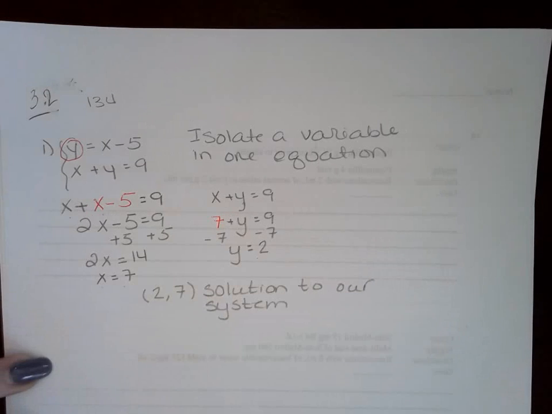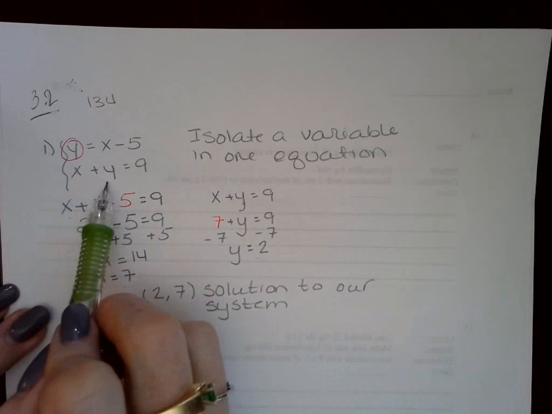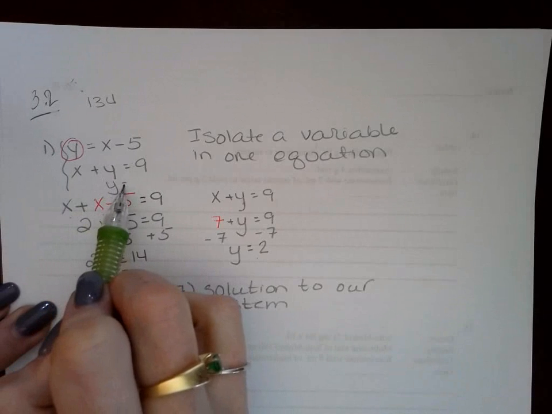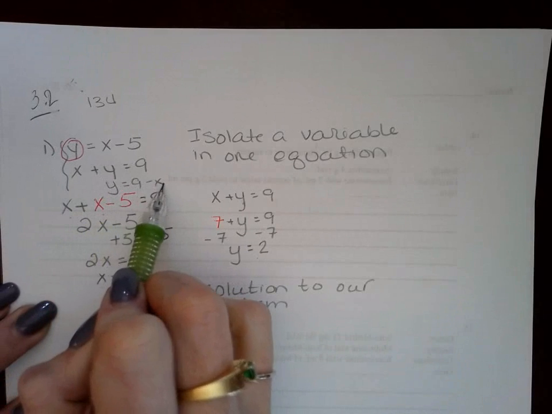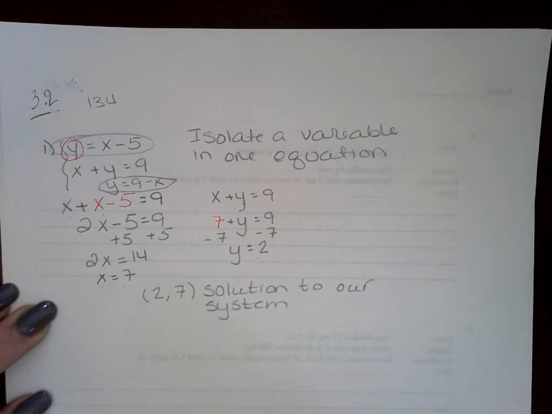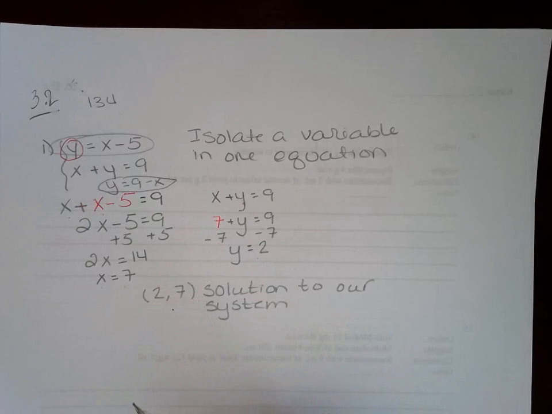If we were to graph both of these equations, we'll see that this is where they intersect. So if you want to pull out your graphing calculator and graph both of these, remember that we need to get this one to look like y equals, so it would be y is equal to 9 minus x. Put both equations into your calculator, and you'll see that they intersect at the point (7, 2).